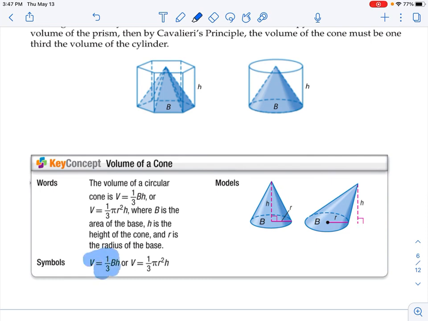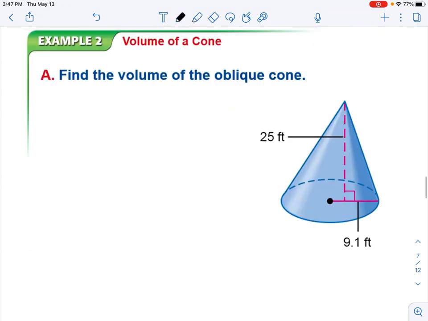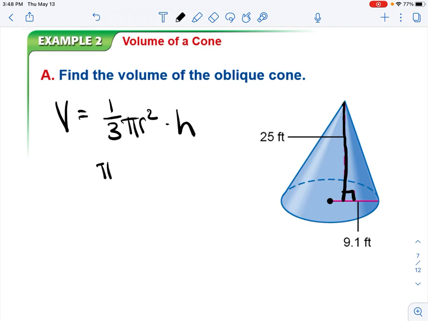So once again, it's the same equation. It's 1/3 base times height. We just know now, since our base is a circle, that we're going to use pi r squared as our big B. So find the volume of the oblique cone. The only thing that we need to make sure is that our height is at 90 degrees, and we have all of our information. So volume is equal to 1/3 pi r squared times height, or you can write it pi r squared times height divided by 3.